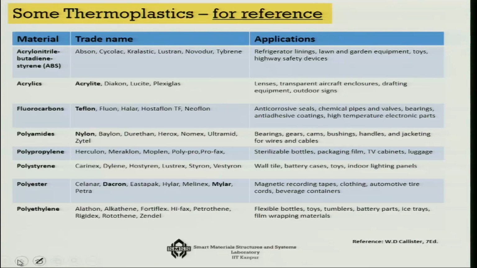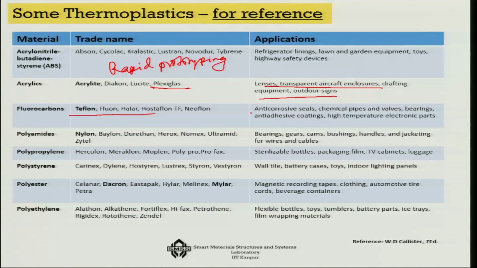So let us try to keep some names of thermoplastics for reference, like ABS, which is used mostly for rapid prototyping purposes. Then the acrylics, I told you plexiglass is one of the examples. It is used in lenses, transparent aircraft enclosures, outdoor signs, etc. Fluorocarbons like the Teflon group are used in anti-corrosive seals, chemical pipes and valves, because it is a high temperature resistant anti-corrosive material.